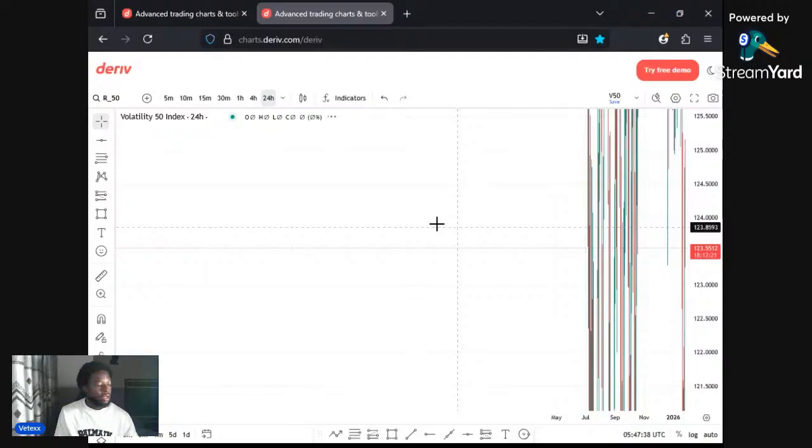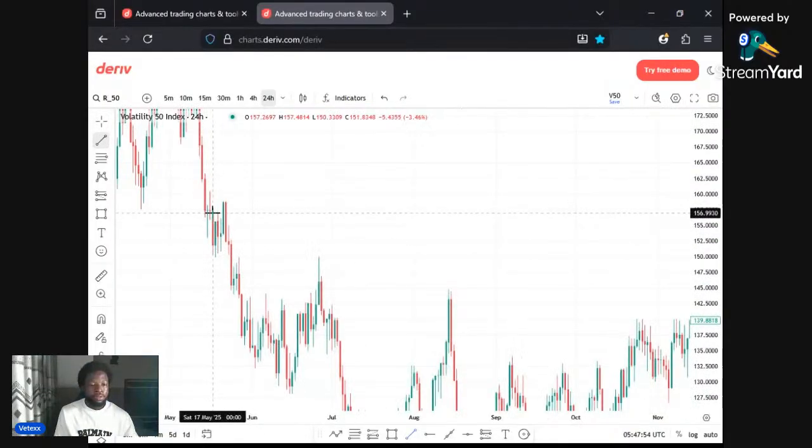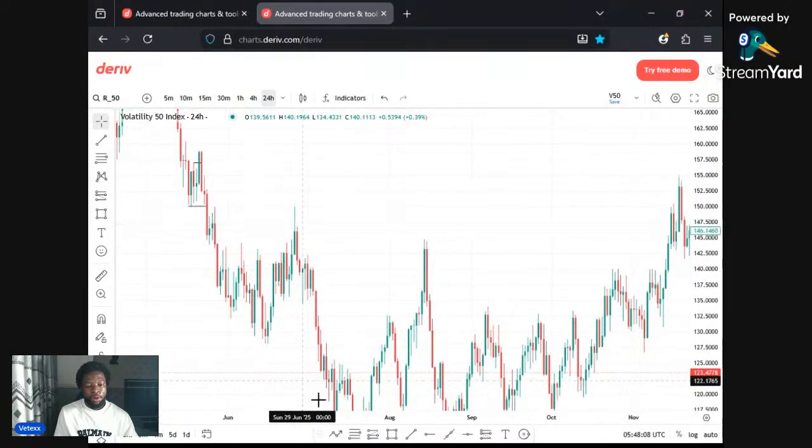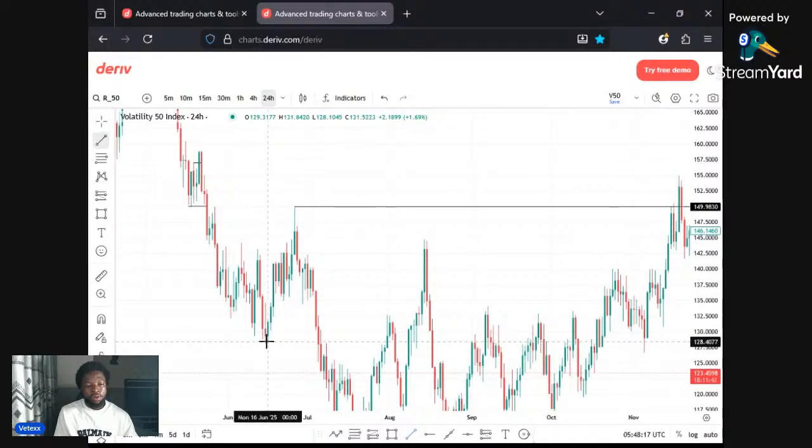So if you see clearly, we have our rule number one, which is here, sweep of liquidity, and we have our rule number two, which is the first break of structure right here. We have our rule number three, which is price retrace 50% to give us structural liquidity. And we have our rule number four, which is the second break of structure. Price takes out the newly created low to give us our second break of structure.